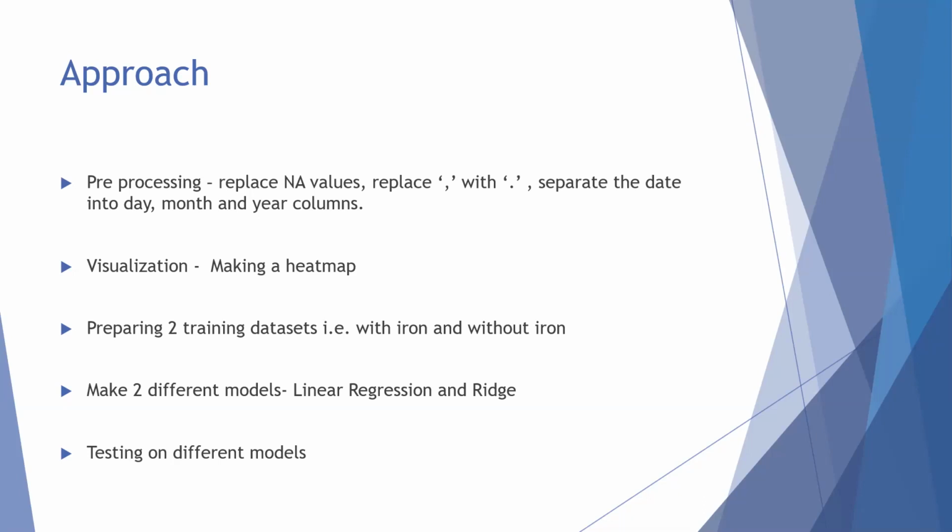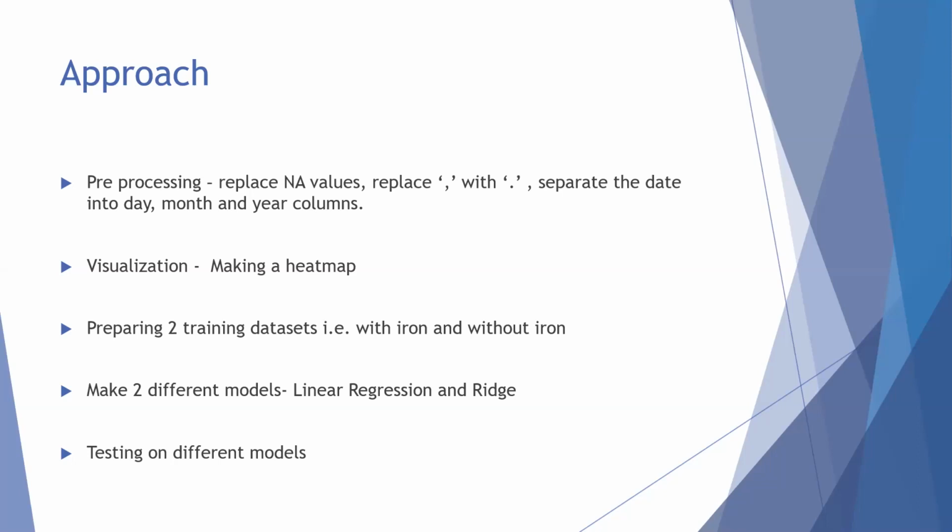Then visualization, I made a heat map to see how other parameters affect the silica percentage. Change in other parameters affect that. Preparing, I made two training data sets because there were two objectives, one with the iron and one without iron. And I tried two models in this, linear regression and ridge, and I tested on the models.